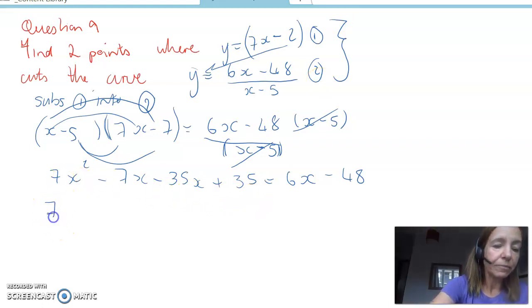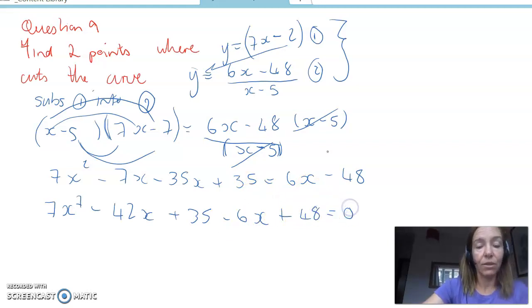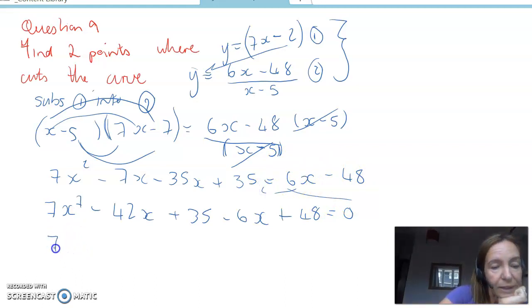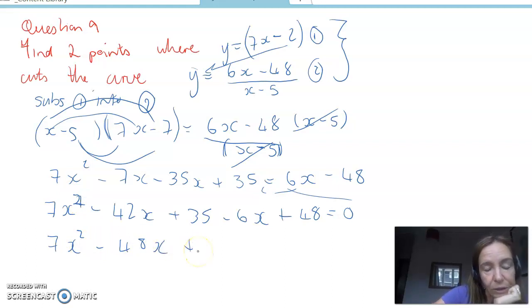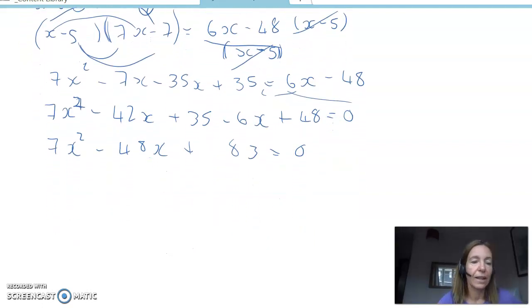So let's just simplify this. 7x squared minus 7 and minus 35 is going to be minus 42x plus 35. Now I'm going to get all of this onto that side, so minus 6x plus 48 equals 0. So I've just taken this to the other side. So minus 42 minus 6 is minus 48, so 7x squared minus 48x plus 35 plus 48, that's 83, equals 0. Okay, so there I have quite an ugly looking parabola.